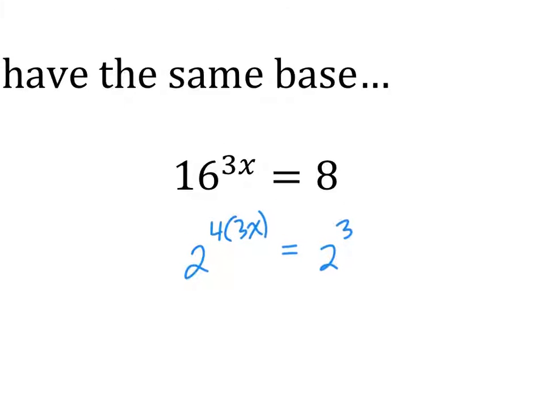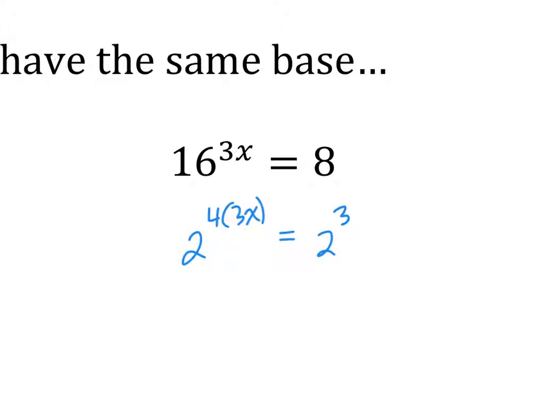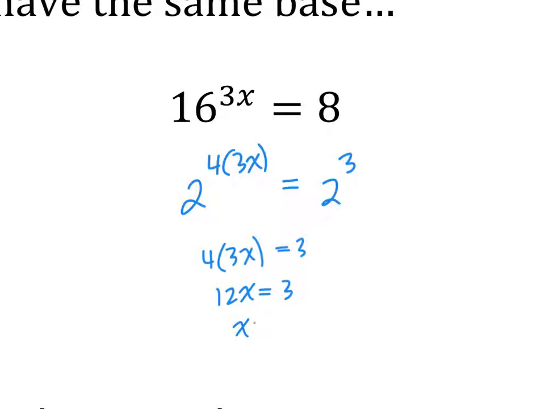3. All right, because they have the same base, their exponents must equal. So this is 4 times 3x equals 3. So that is 12x equals 3. X is 3 over 12, or 1/4. Easy. Right, so as long as you can tell whether they have the same base or not, you can solve this pretty easily.